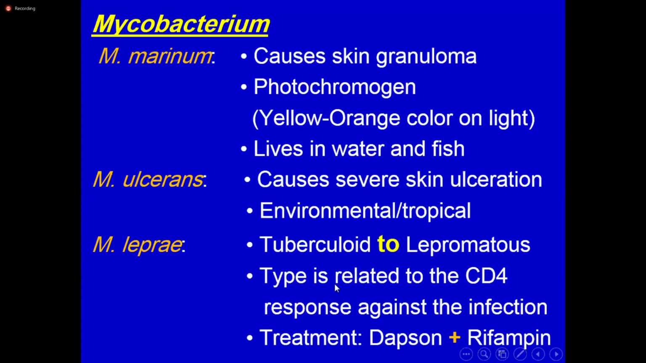And this is related to the number of CD4 T cells and their response against the infection. If the patient has a good response with CD4, with many CD4, the patient will have a tuberculoid, localized infection, a granuloma. If the CD4 cells are low, like what happened in HIV infection, of course the patient will spread the infection and become lepromatous, leprosy.